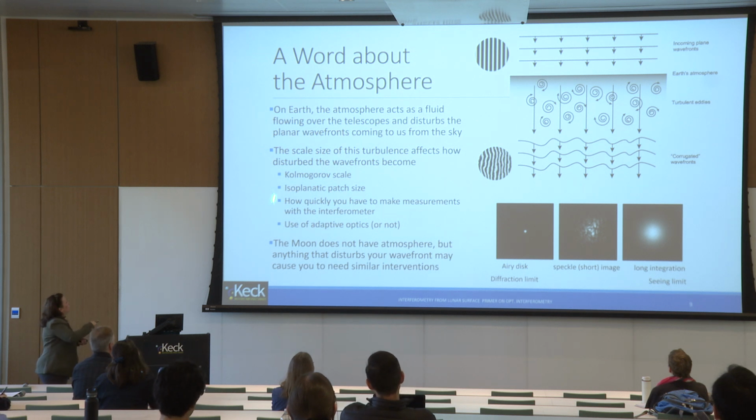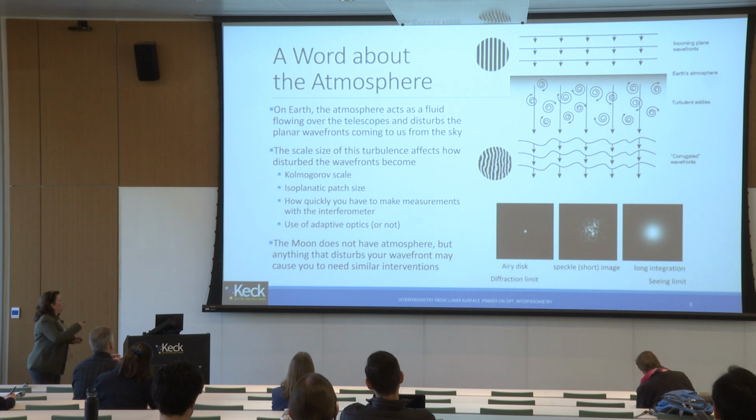And so we worry about all kinds of different turbulence effects, the Kolmogorov scale, the isoplanatic patch size. And this affects how quickly we have to make our interferometric measurements to actually be able to encode those fringes in the phase that we want. It also, unfortunately, messes up the phase pretty well. It also tells you how expensive your interferometer is going to be. Are we going to add adaptive optics to this thing, or are we going to try to go it without adaptive optics?